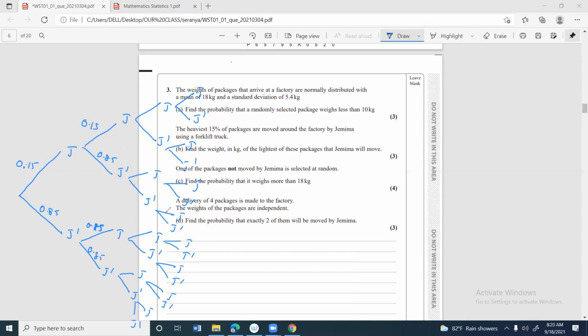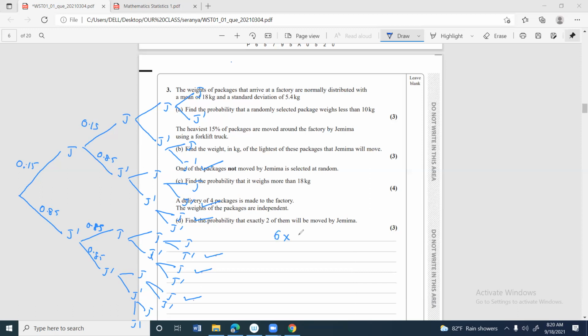Now see, you need exactly 2 of them moved by Gemini. That means 2 J's and 2 J dashes. Make a pair. J, J dash, one combination here. Another here, another here, another combination here, and another here. Others are not coming with that. So how many ticks are here? 1, 2, 3, 4, 5, 6.